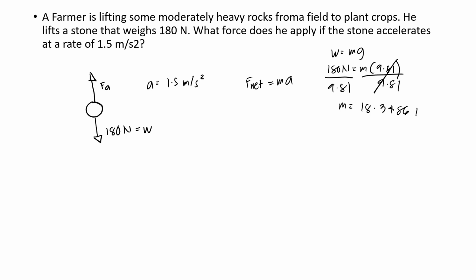18.3486 kilograms. I highly suggest, guys, that we don't round off yet if it is not the final answer. We can round off up to 4 decimal places because that will not affect our final answer. But we cannot round off to 2 decimal places because it will affect our final answer.